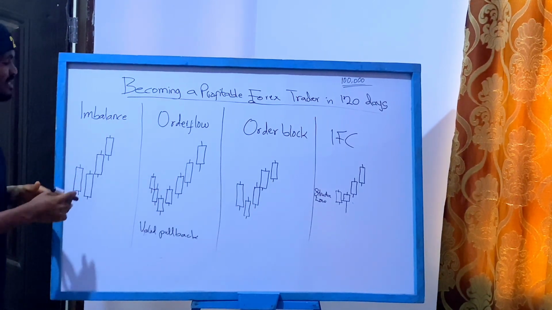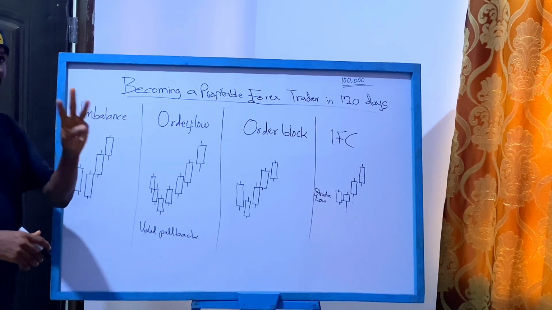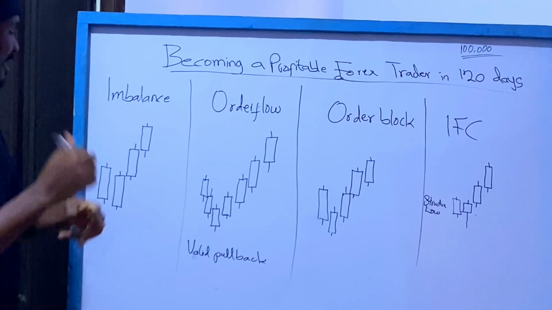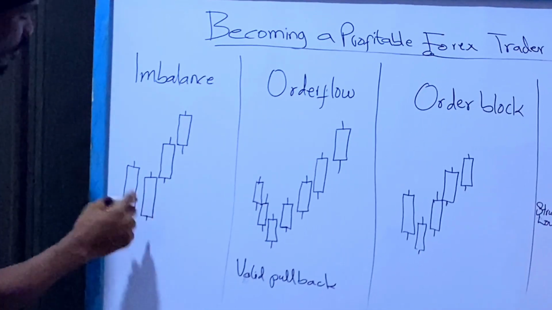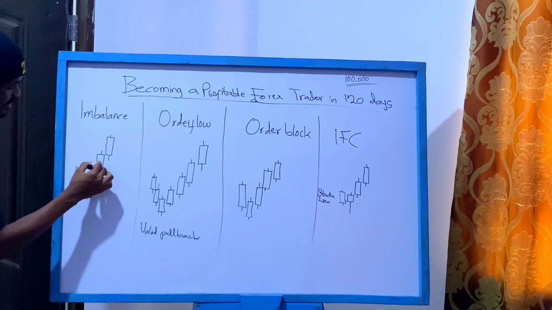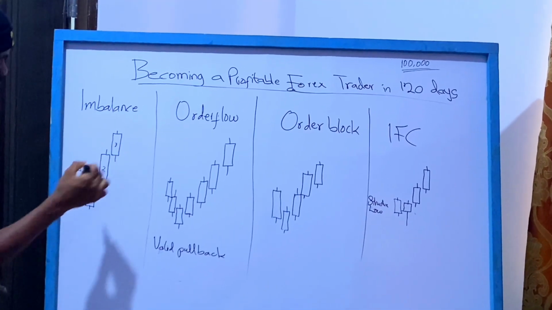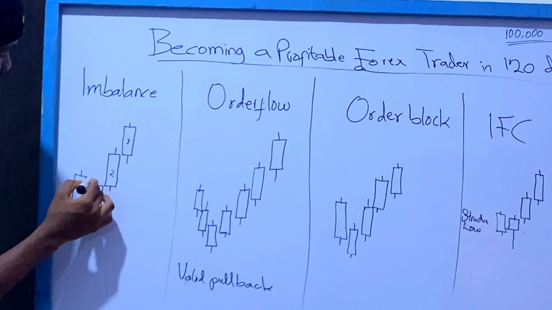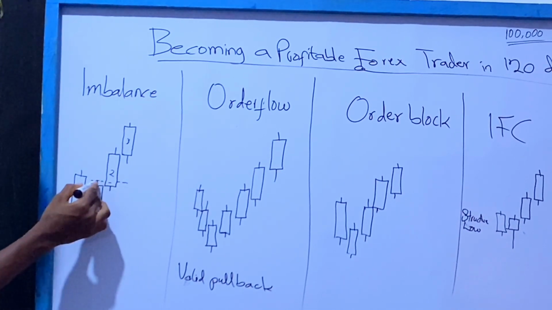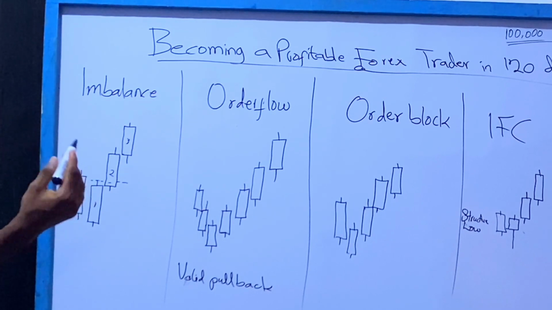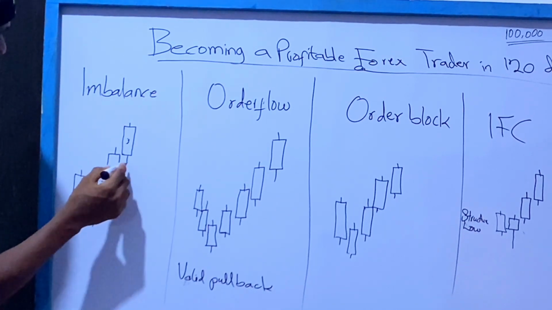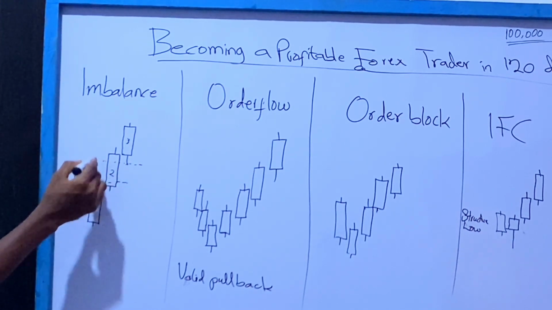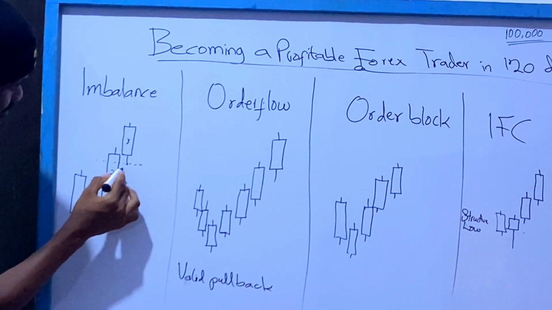Imbalance is simply a three candlestick formation pattern whereby there's a gap between the first candle and the third candle. In our case, this is our first candle, second candle, and third candle. If you look at the high of this first candle, let's mark it out. Now let's mark the low of the third candle. If we mark it across the second candle, there is a gap left over here.